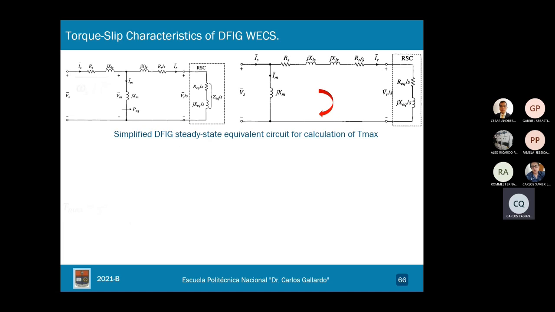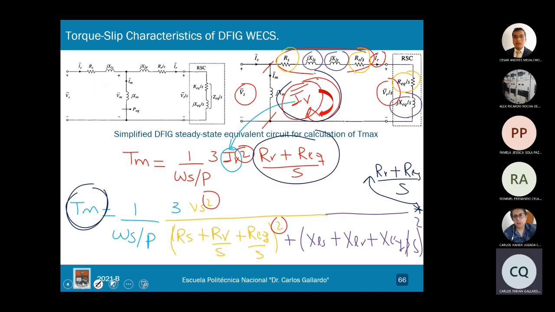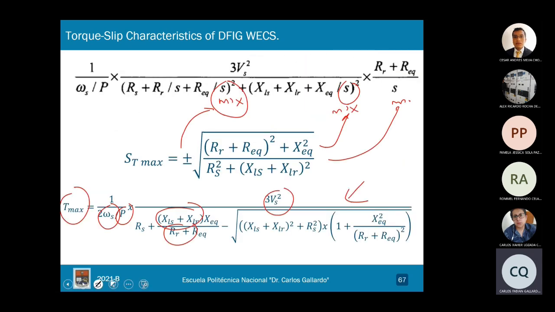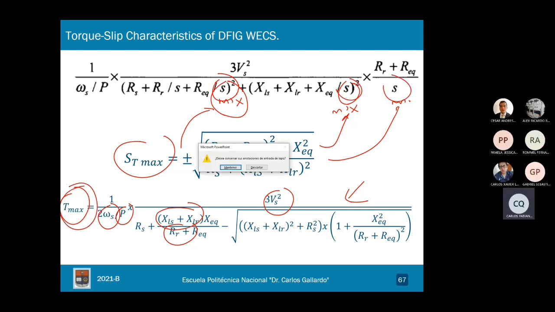So this is the equation. We have already derived the equation. In order to find the maximum torque and maximum slip, I need to take the derivative and set it equal to 0. Solving the equation, I will get the maximum slip. Later, substituting the maximum slip in this equation, I will get the maximum torque.